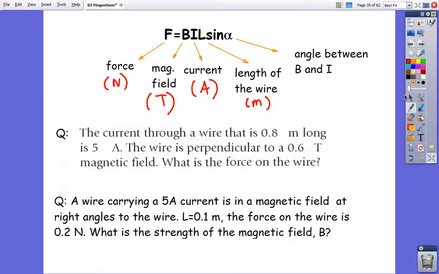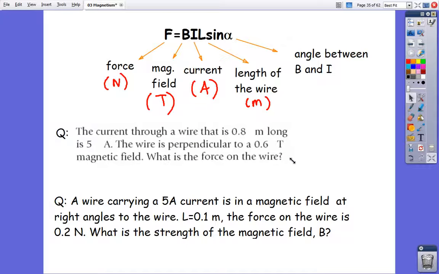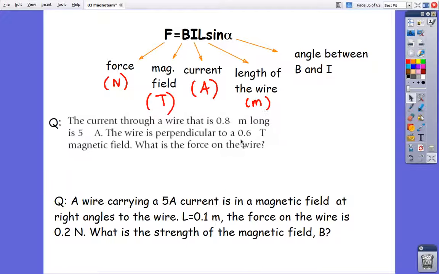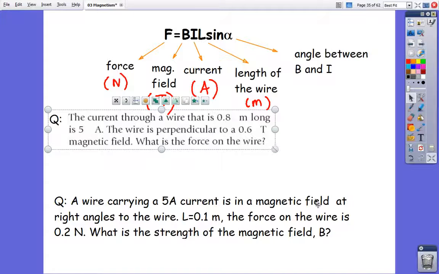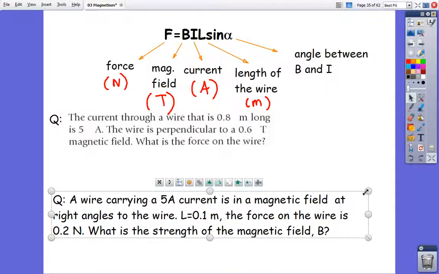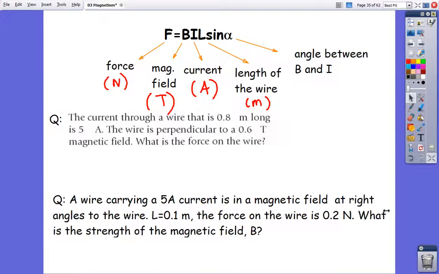Now I'm going to answer an example question. I want you to write it down. You can pause this video and write it down. Okay, it's easy to do that. Let's solve the first question.